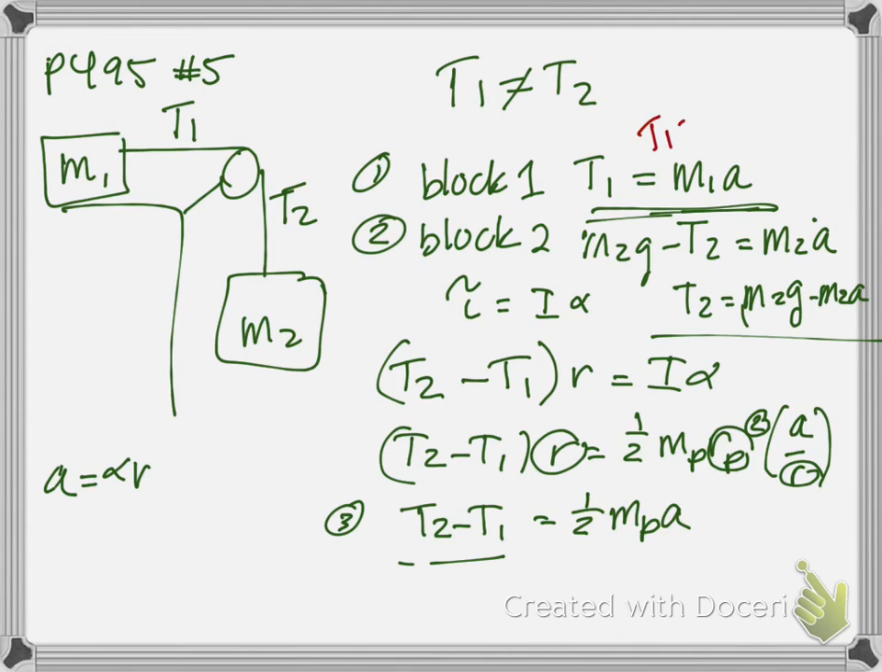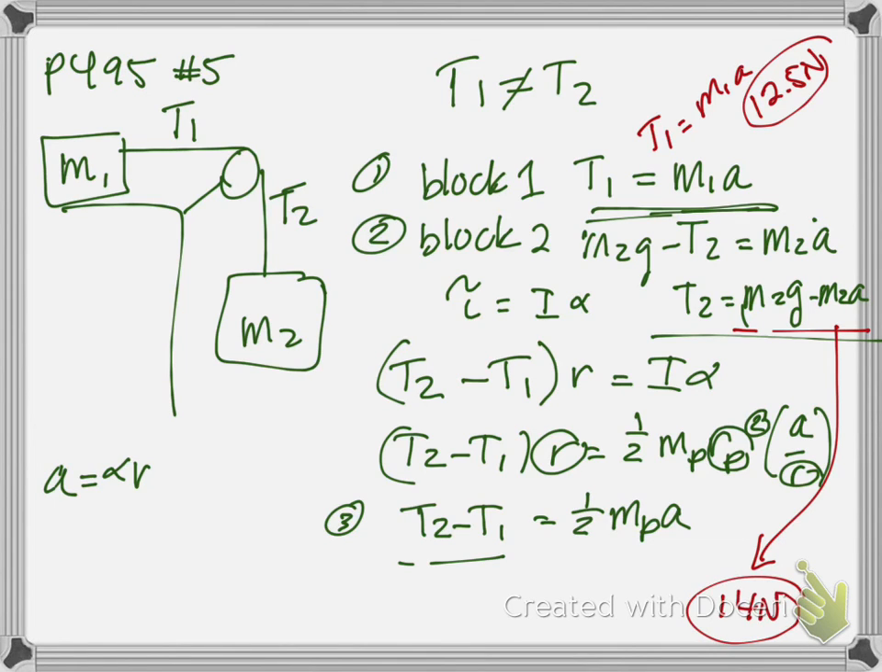So T1 equals M1 times our acceleration, which gives us 12.5 newtons. T2, I know things are getting messy here, T2 is M2G minus M2A, and so we get 14 newtons there. And let's go back to what I said at the beginning. The tensions in the rope are not equal.